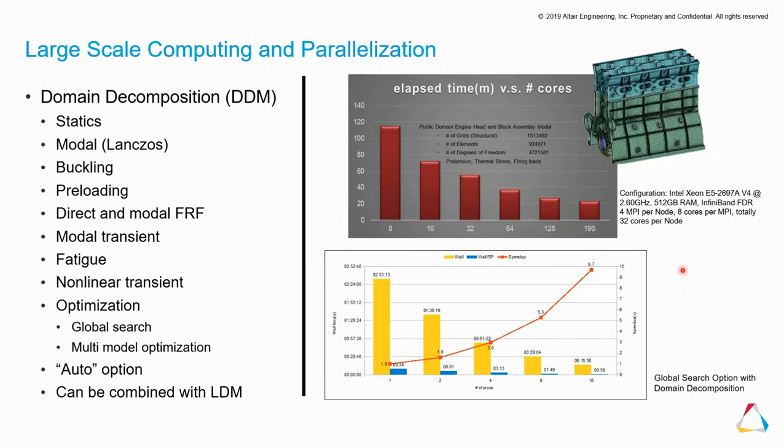The one on the top is of a typical nonlinear analysis type of problem. You can see over here, we've scaled up to 196 cores and across multiple nodes to achieve that level of scalability. And on the lower right-hand side of your screen, we've used domain decomposition with the global search option to increase the scalability in running the global search option to try and find a more global optimum solution.